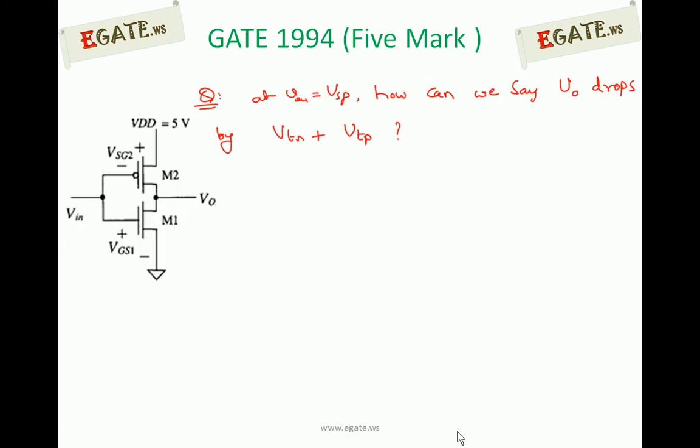But how can we confirm that? Whenever input is at the switching threshold point, how can V0 abruptly change by VTN plus VTP? This is what is mentioned in the problem. At the switching threshold point, V0 can abruptly change by VTN plus VTP. That is delta V0, which is indicated in the characteristics. How can we prove it?